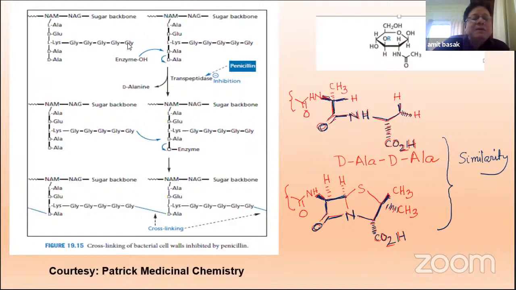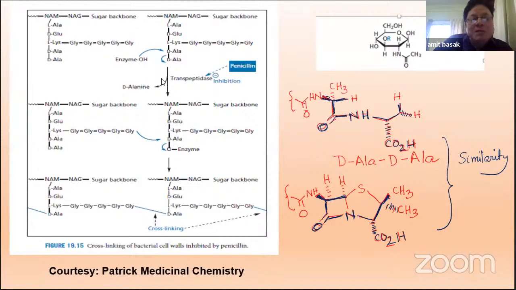So it's basically a transpeptidation reaction, similar to trans-esterification. You remove one alcohol of the ester, replaced by another alcohol. So this is called transpeptidation. You replace one amino acid with another amino acid. But in the process, you make this cross-link.